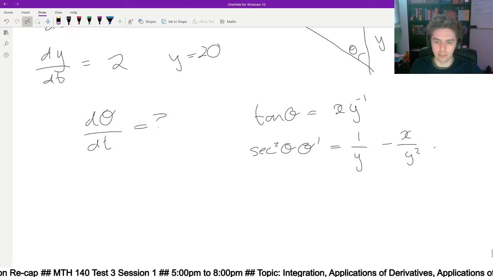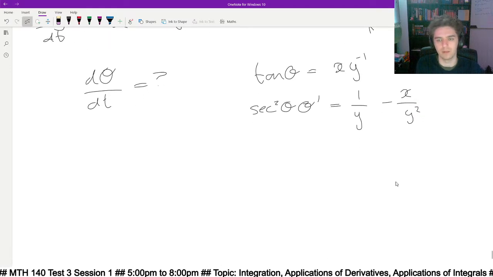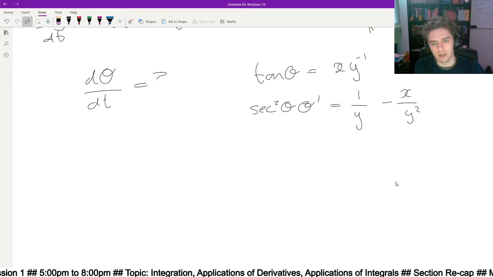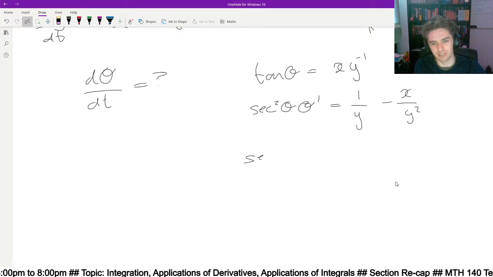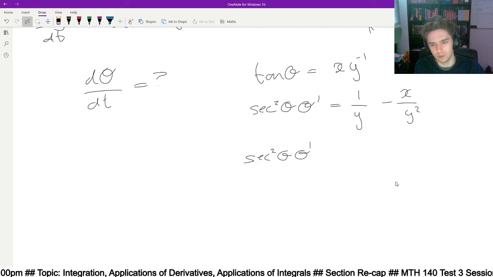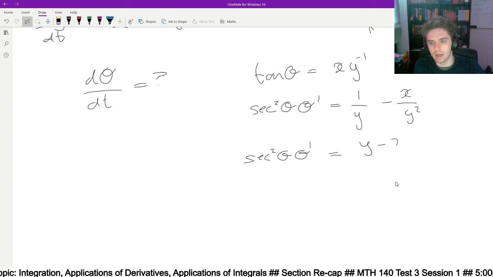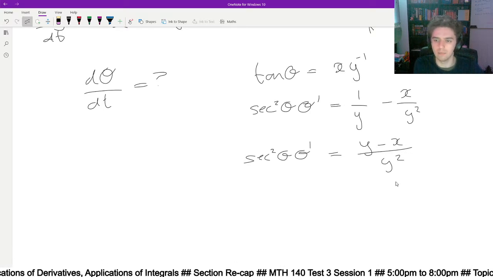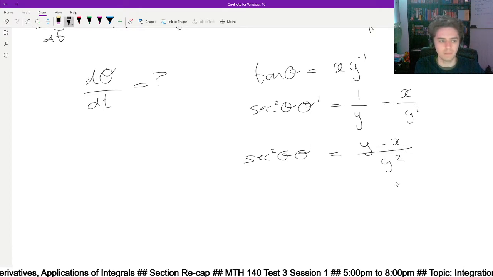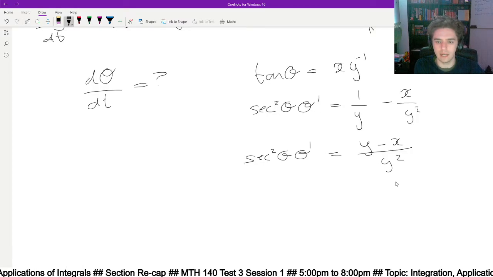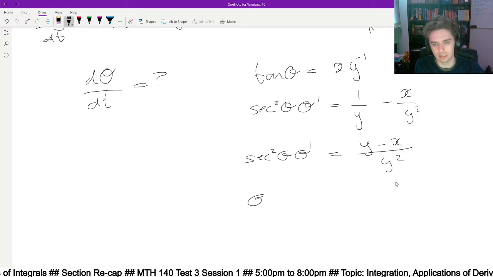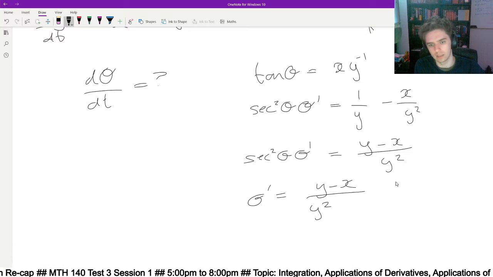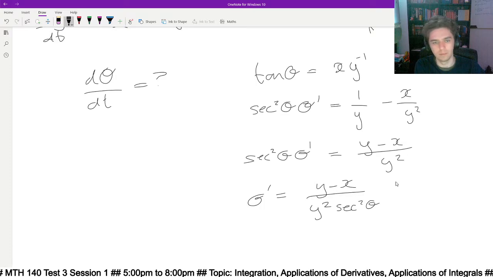So now we can just rearrange this for theta prime, right? I guess I'll combine these first. So by combining those, I'm pretty much just doing quotient rule, but it's fine. So y minus x over y squared. Yep. Y minus x over y squared. Good. And then what I can do after that is just divide both sides by secant squared. So theta prime equals y minus x over y squared, over secant squared theta.